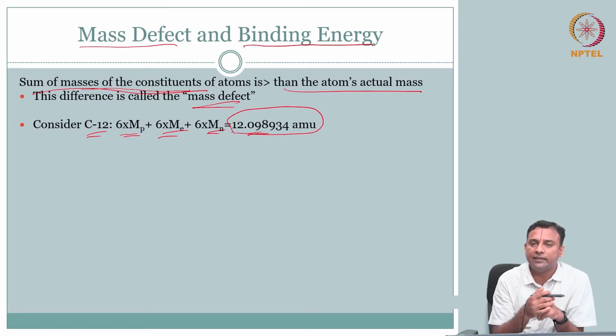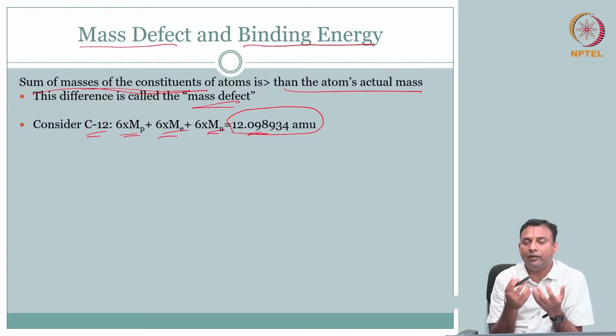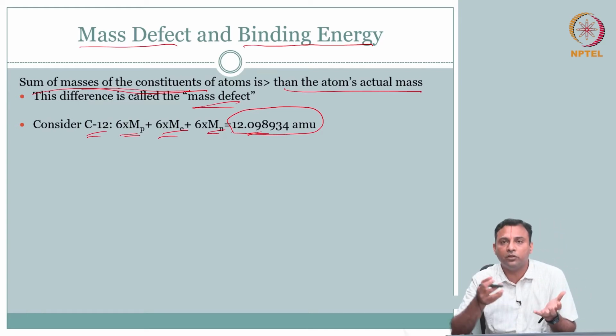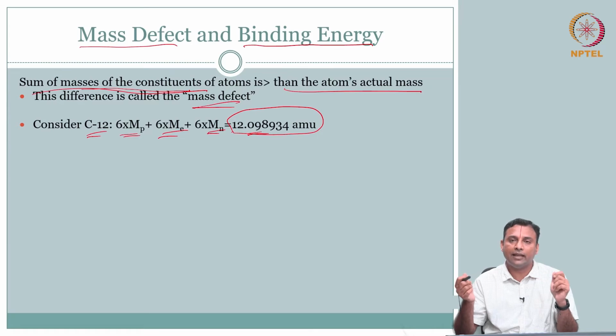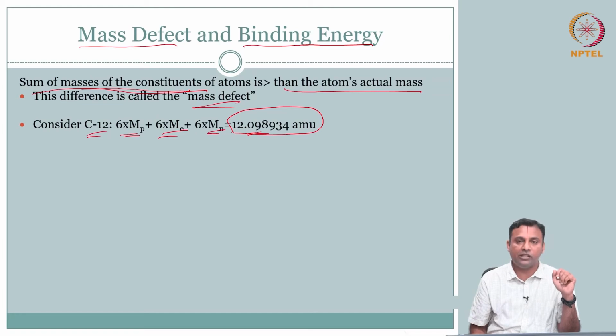So what does this indicate? Where does this extra mass come from? Actual mass is only 12, but when you add all this, it comes to this much. We are talking about this excess mass, and we loosely said there has to be something to do with the energy states. So how do we connect mass and energy? We know that, E is equal to mc square. So we can connect mass and energy using the famous equation E equal to mc square.